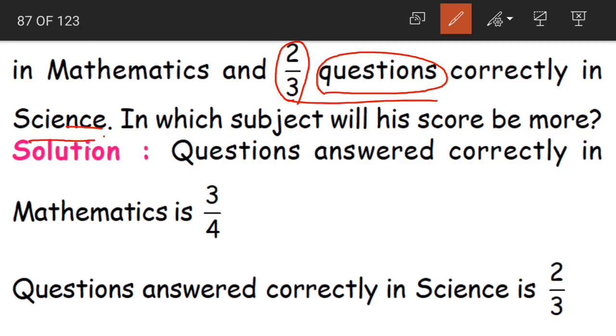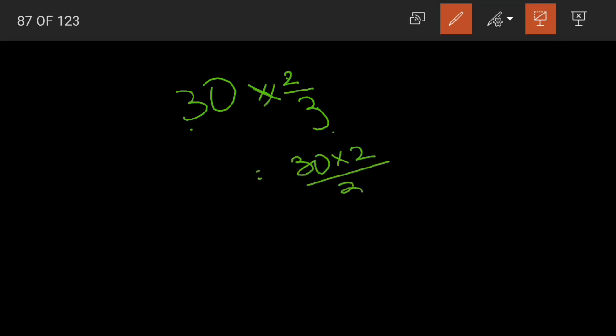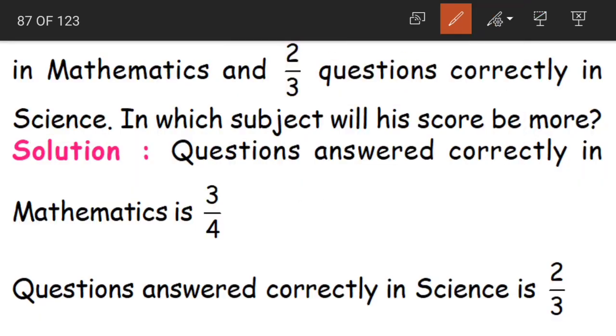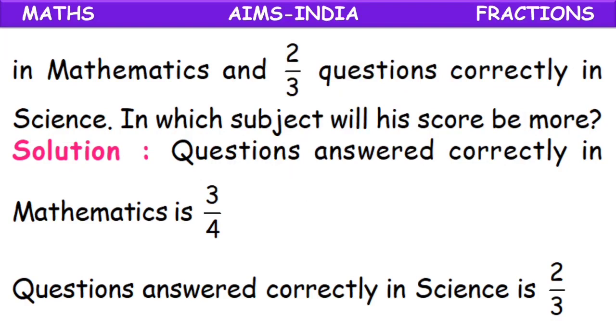From the total number of, say suppose Arjun had 30 questions from science. Now from this science he answered 2 by 3 correctly. So 2 by 3 of 30 is 30 into 2 by 3. That is nothing but 30 into 2 divided by 3. 3 ones are 3, 3 tens are 30. So 10 into 2, that is nothing but 20. So what does this mean? Arjun answered 20 questions correctly. Now that is the information they have given us in the question.